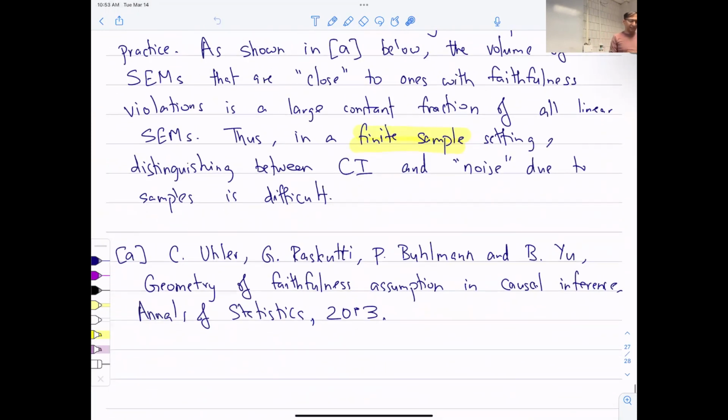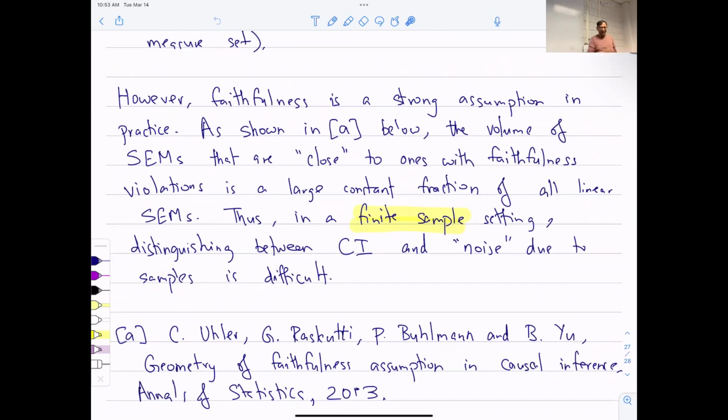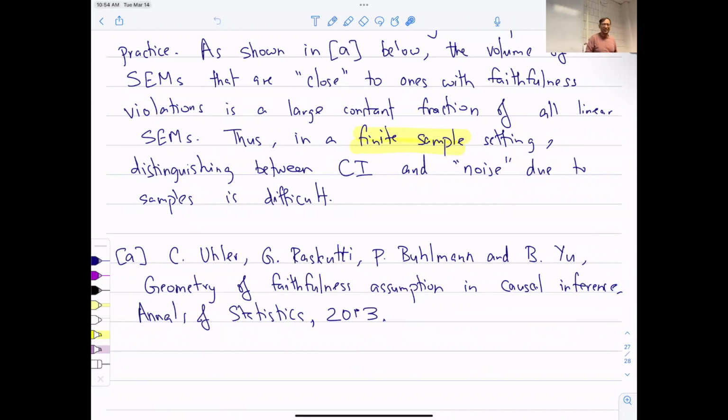However, there's this very, very nice paper by Uhler, Raskutti, Bühlmann, and Yu, Annals of Statistics 2013, which I'm oversimplifying. Essentially, it says that if you look at structural causal models, or SCMs, essentially graphical models that are close in some sense to ones with faithfulness violations, it's a large constant fraction of all linear models. Which means that in a finite sample setting, distinguishing noise and CI is actually very hard. And this is going to cause a lot of trouble when you actually want to do data-dependent work. The samples needed to actually figure things out can be humongous sometimes. So this is a well-known issue when you're developing causal models from data. I would recommend that you look at this paper. It's a really nice paper to read in this space.